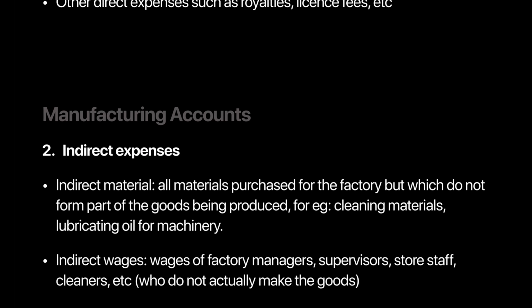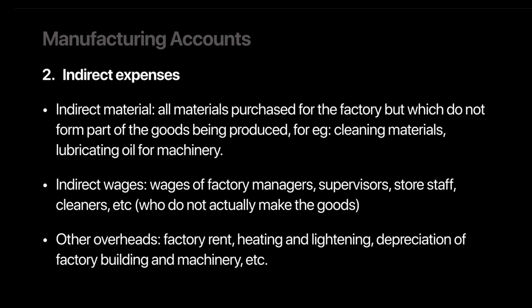Whereas for indirect cost or overheads, we can say this would include any indirect material, for example, cleaning materials, lubricating oil for machinery. That is also material, but I will transfer that to be an indirect material as it is not directly traceable on a per unit basis. Indirect wages, as we saw, are the factory manager's salary, supervisors' salary, store staff, cleaners, etc. And other overheads will be factory rent, again paying lump sum, heat and light bill, depreciation of machinery, or let's say building of the factory. So these are all indirect expenses.